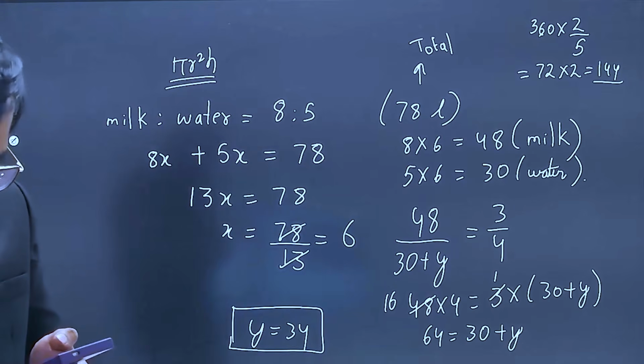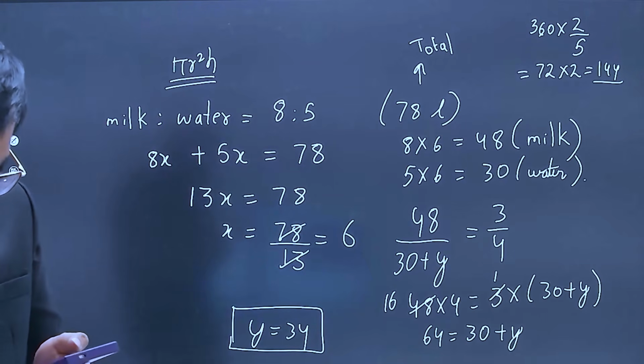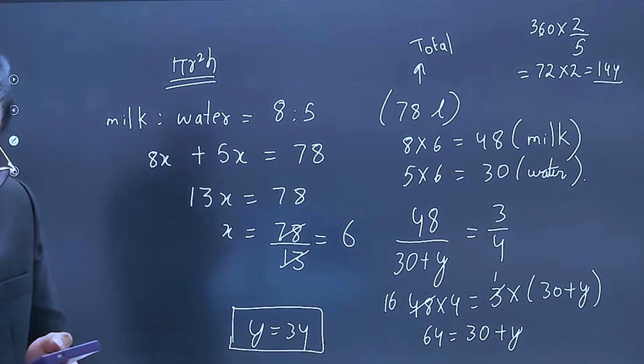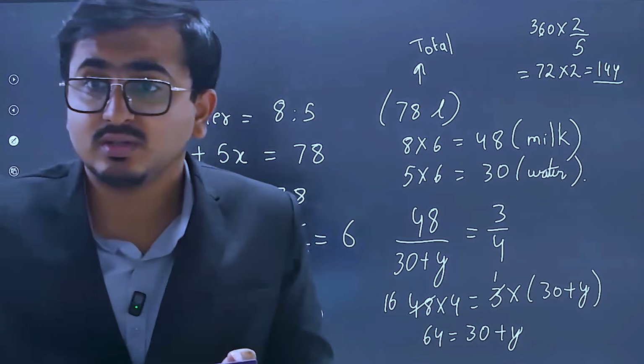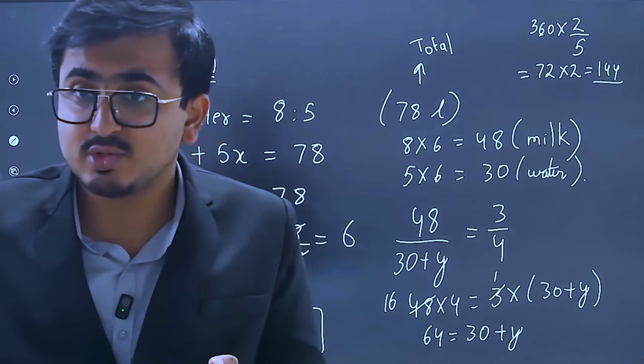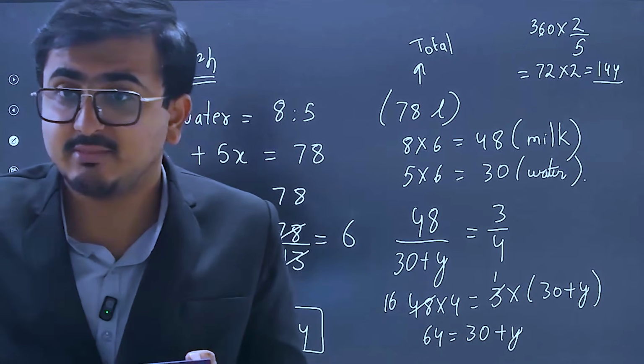Sir, is there a line of symmetry for n? No, there is no line of symmetry for n. Sir, why do we do cross multiplication? Because they are in the same ratio. Can you please explain ratio and proportion again? I didn't understand because I came late to the class.